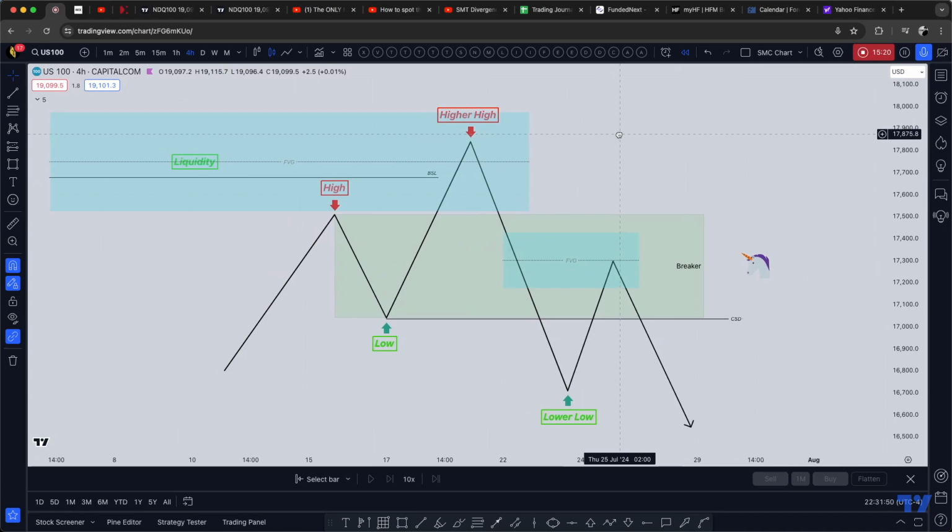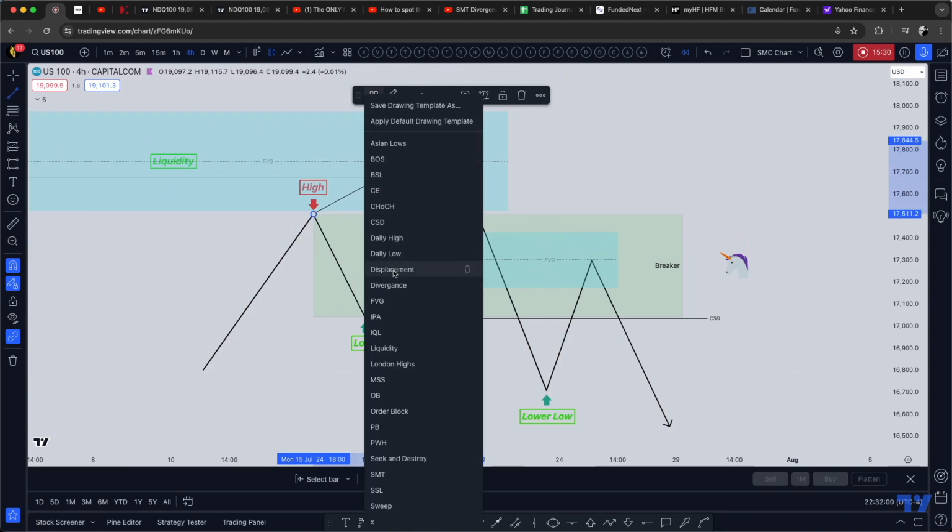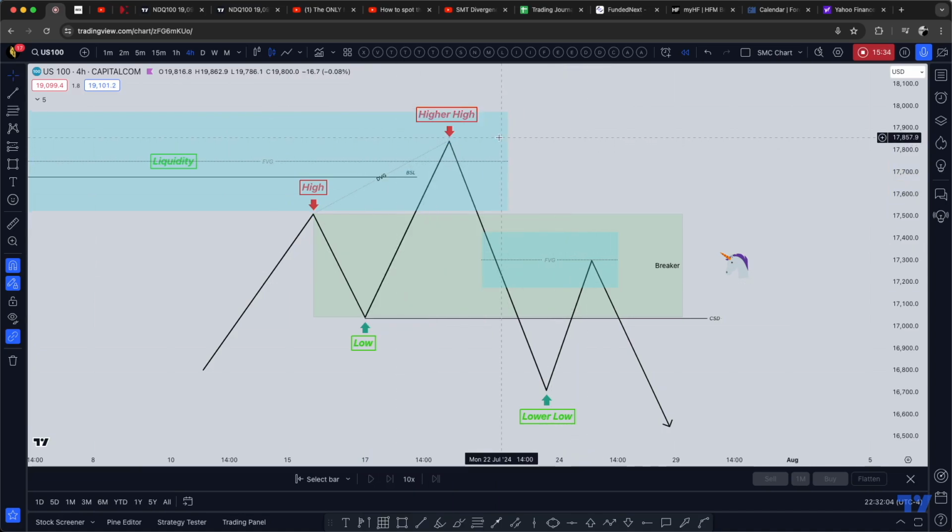Another thing that I forgot to mention right here is divergence. This is a beautiful confluence that you can also look at to trade. So again, you see, I'm adding more things, more confluences into the setup, so you guys can use it and have more confidence.